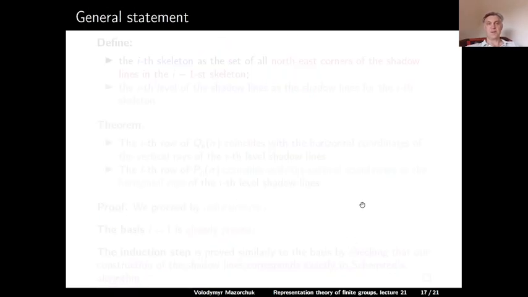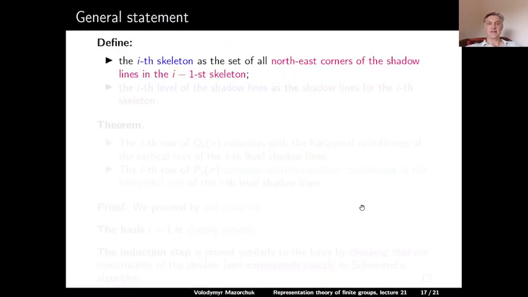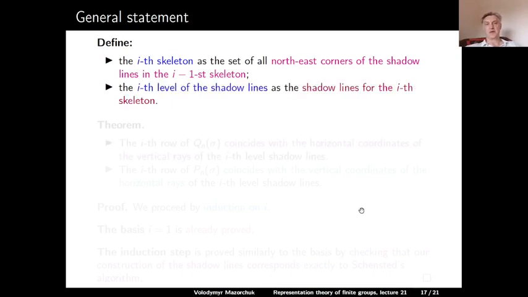So in general, we define the ice skeleton as a set of northeast corners of the shadow lines in the (i-1)st skeleton, and the i-th level of the shadow lines as the shadow lines for the i-th skeleton of sigma. And the general statement, the main result for today, is the following theorem.